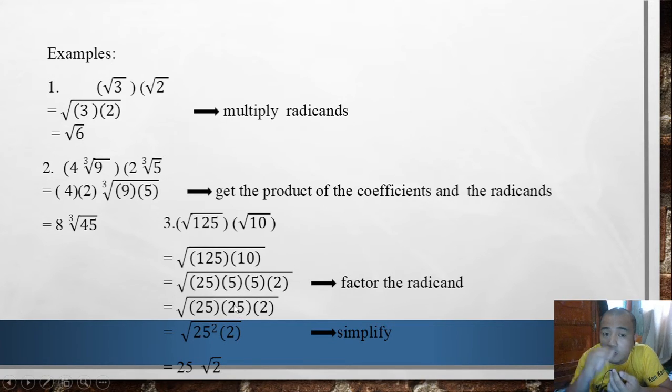So we're just trying to look here for numbers that have a perfect square root, which is 25. 25 times 25 is 25 squared. So that means square root of 625 is 25, and the final answer is 25 square root of 2. Okay, that's how we multiply radicals. Always simplify your answer as much as possible.